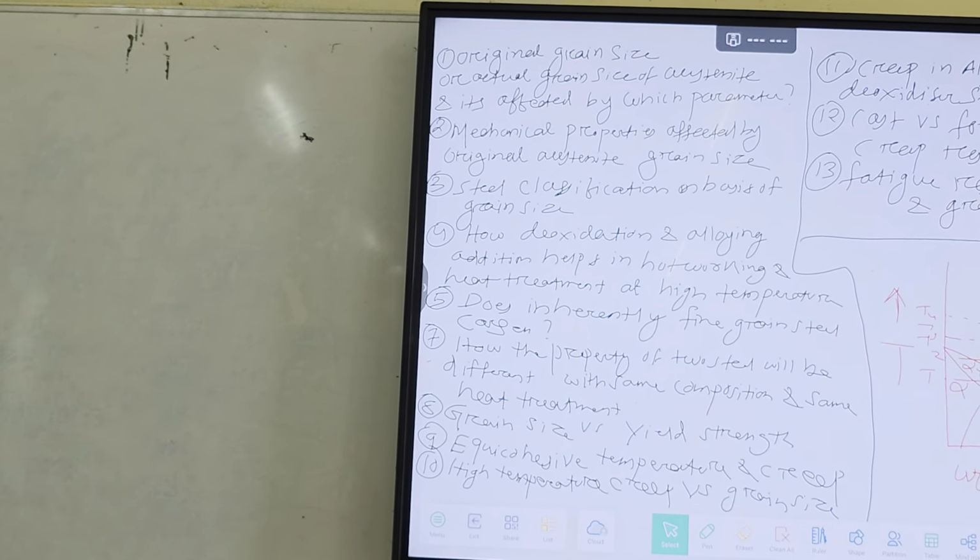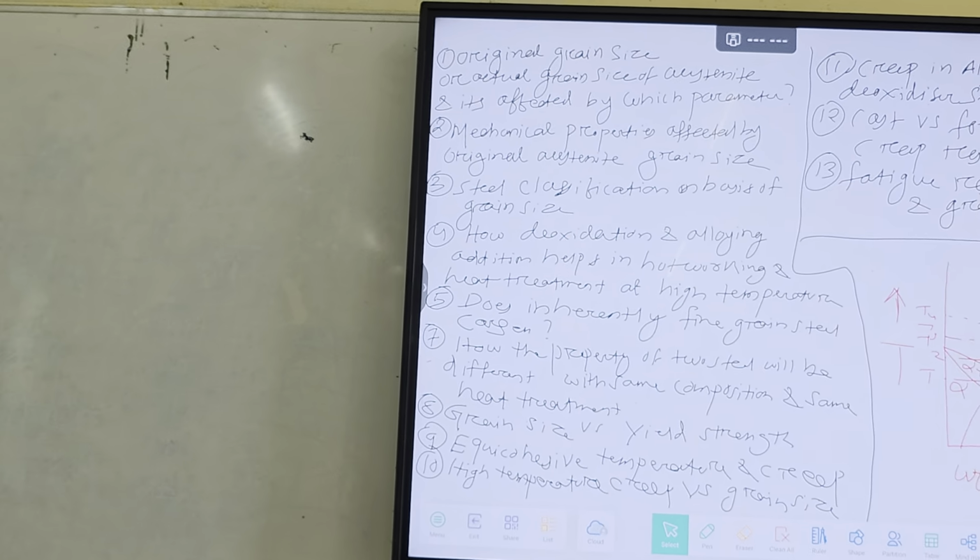So the first one is strength. Your yield strength and tensile strength will be affected by the size of the austenite grain. So the finer the austenite grain, the higher the yield strength and the higher the tensile strength. The coarser the austenite grain size, the lower the yield strength and the lower the tensile strength. That is one important one.